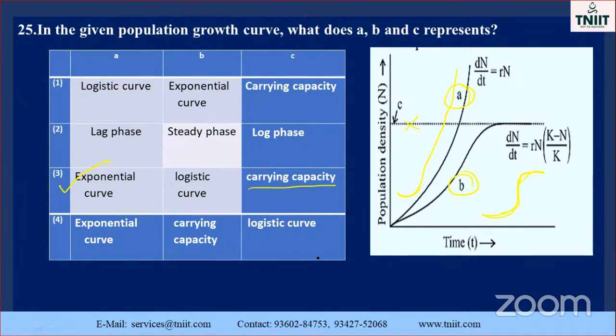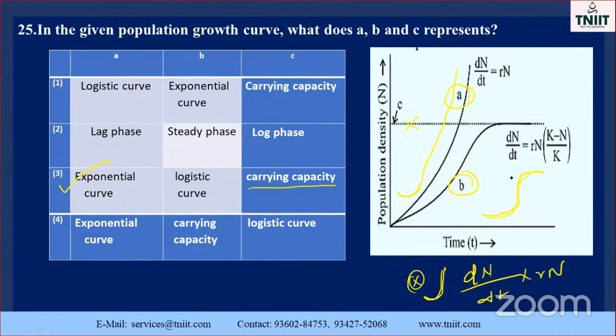So once again, let me repeat for you. They have asked this question too many times. J-shaped curve, what is that? Exponential curve. The formula is dN divided by dt equals rN. See this diagram and practice it. This part is very, very important.